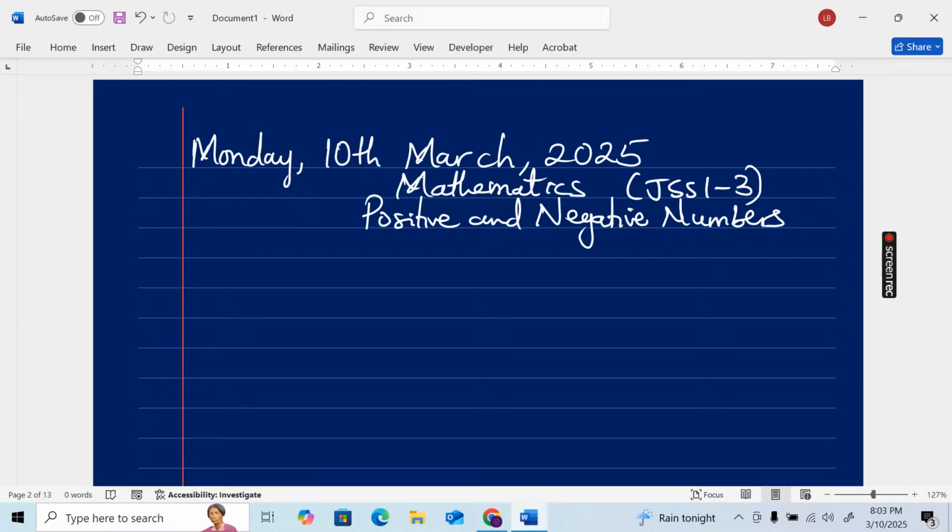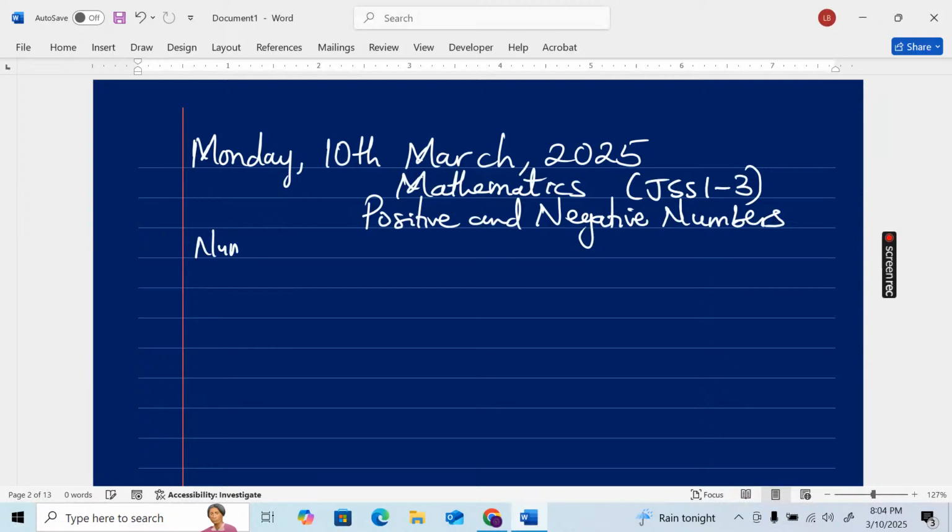Right now, we'll be talking about positive and negative numbers. This topic is a topic that many students find difficult, all right? And I'm here to break it down to you and make sure you understand it as simply as possible. Now, this is what we're going to do. The first thing I want to introduce to you is the number line for integers.